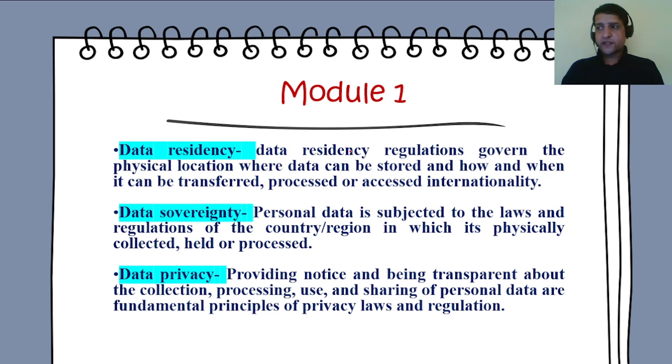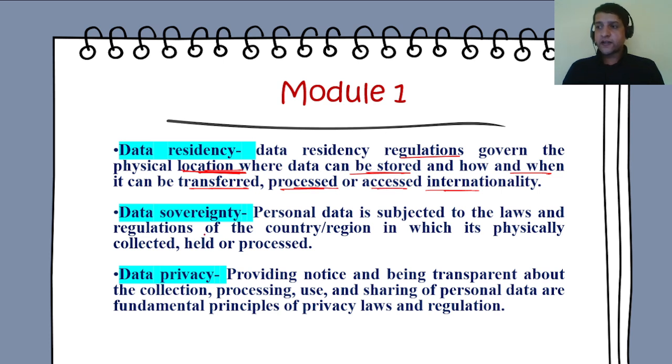So what is data residency? Data residency regulations govern the physical location where data can be stored and how and when it can be transferred, processed, or accessed internationally, like GDPR and all that. So it talks about the physical location of the data. They'll mention it in the question, right? You need to remember those keywords: physical location, where the data can be stored, and how and when it can be transferred, processed, or accessed internationally.